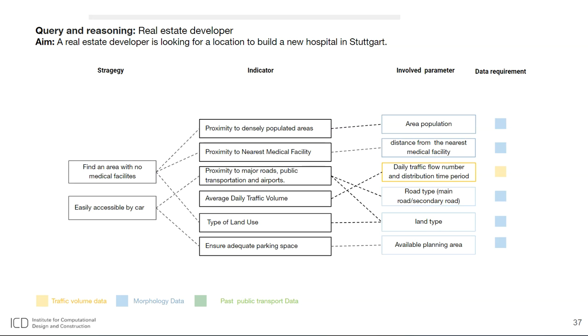A real estate developer was looking for a plot of land in Stuttgart for the building of a new hospital. The first step is to identify the areas with no medical facilities. This will affect the indicator, distance to the nearest medical facility, and the land use catalog. Data on the distance to the nearest medical facility is therefore crucial for the assessment.